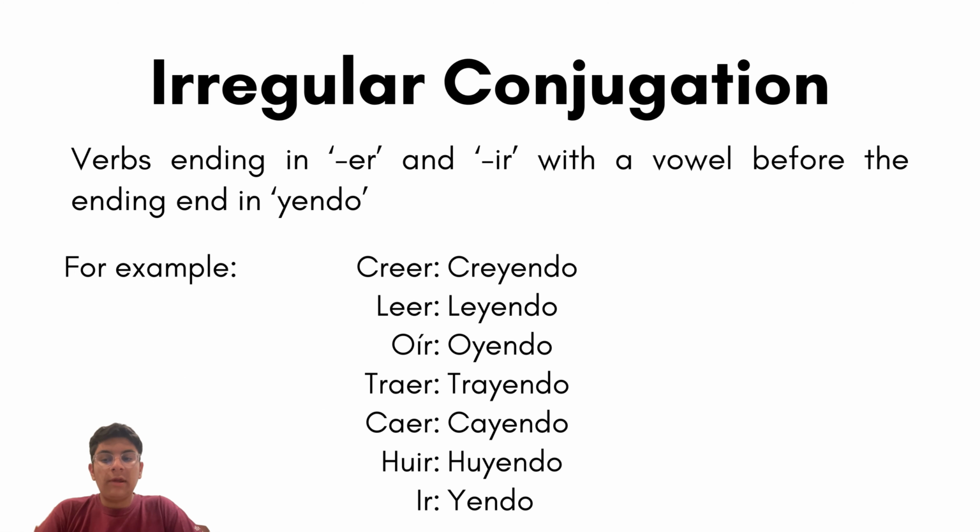Now, there aren't any regular forms for AR verbs, but there are for ER and IR. Let's look at the first types of regulars. Verbs ending in ER and IR with a vowel before the ending end in yendo. For example, creer becomes creyendo, leer becomes leyendo, oír becomes oyendo, traer becomes trayendo, caer becomes cayendo, huir becomes huyendo, and ir becomes yendo. Let's look at some examples of these sentences.